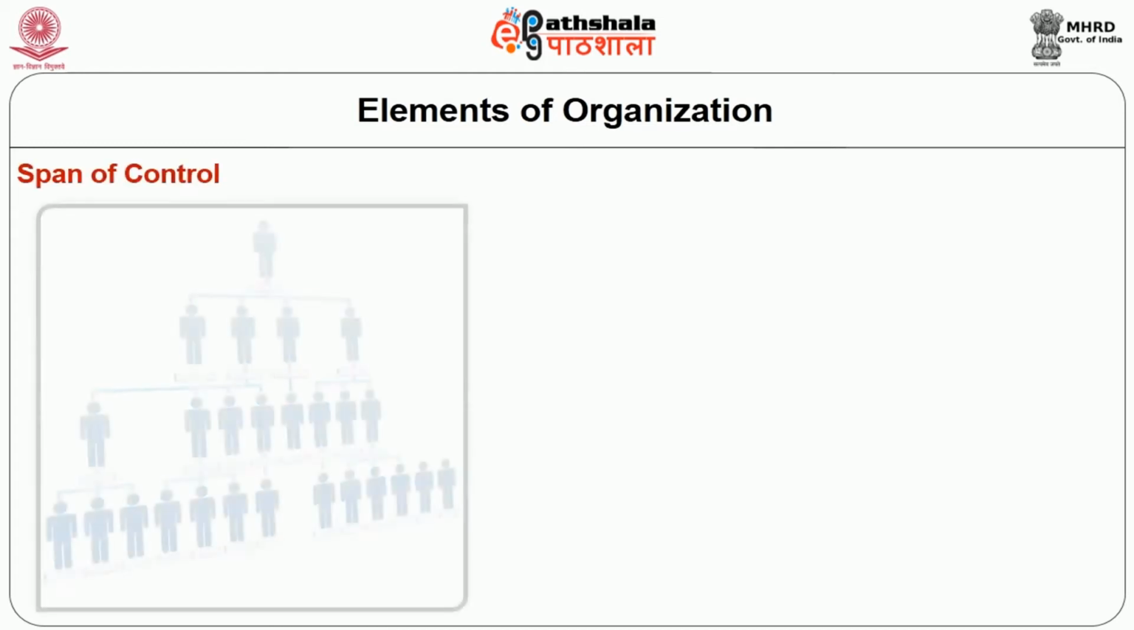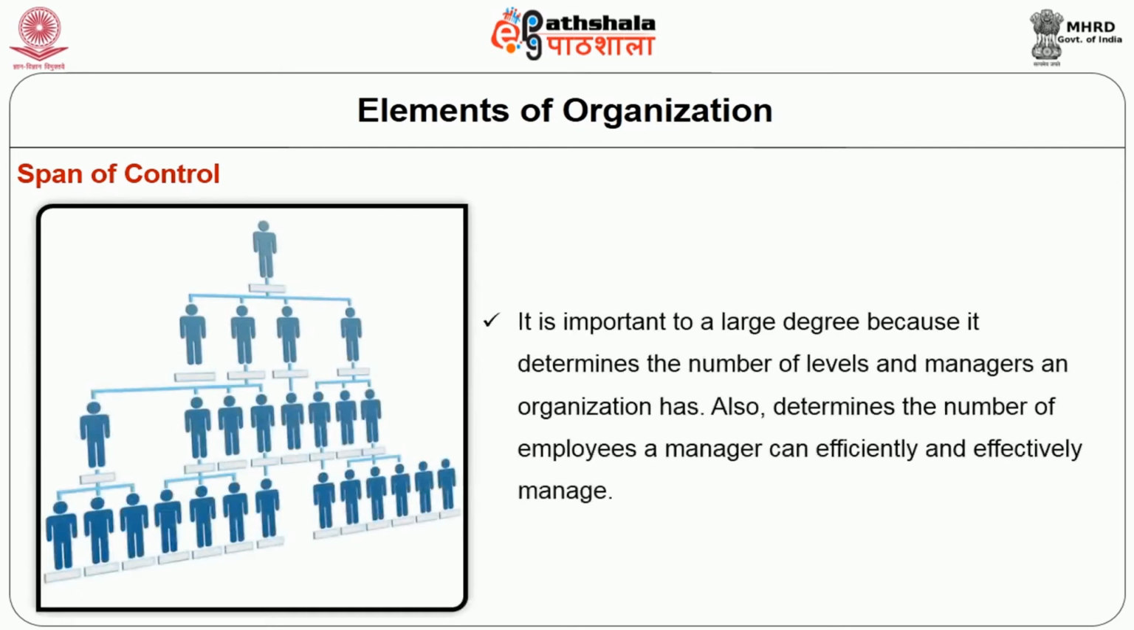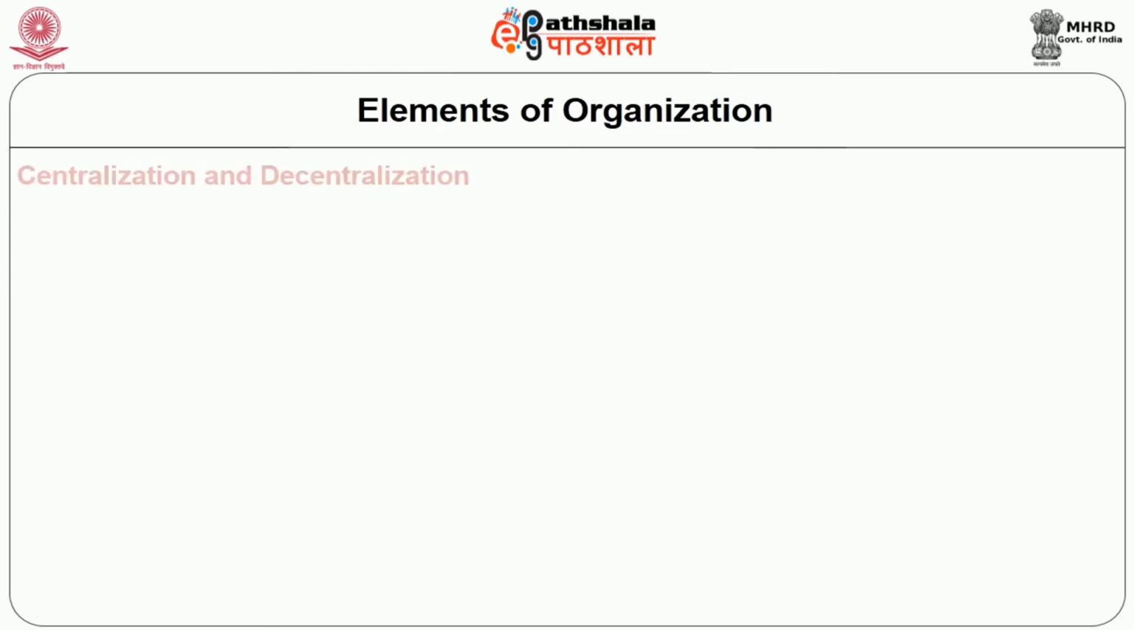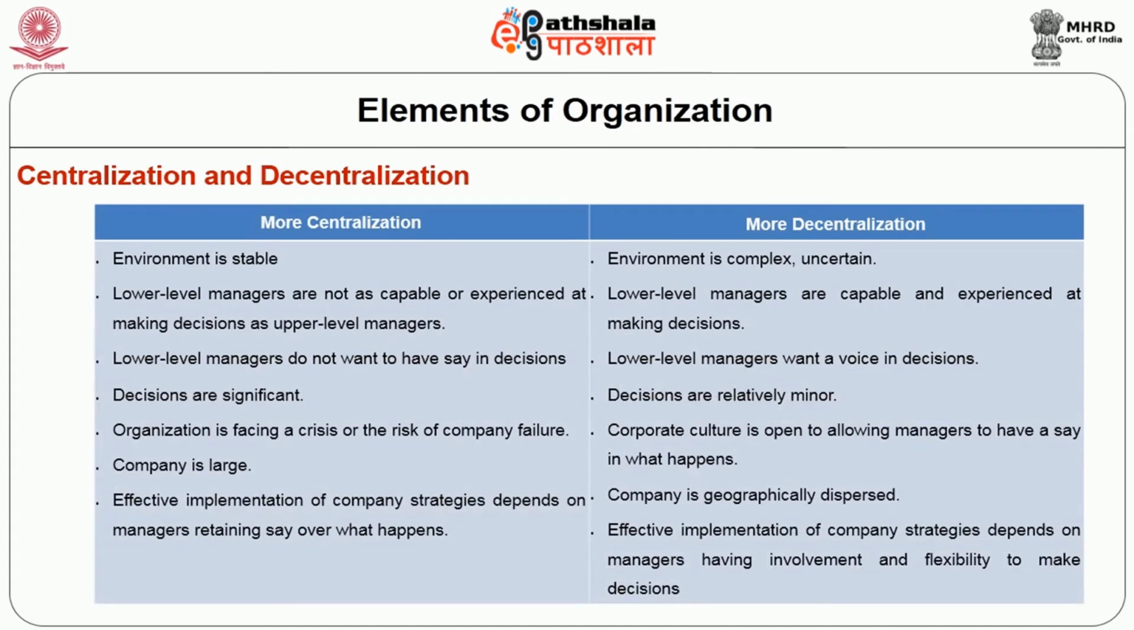Next one is span of control. It is important to a large degree because it determines the number of levels and managers an organization has. It also determines the number of employees a manager can efficiently and effectively manage. Fifth one is centralization and decentralization.